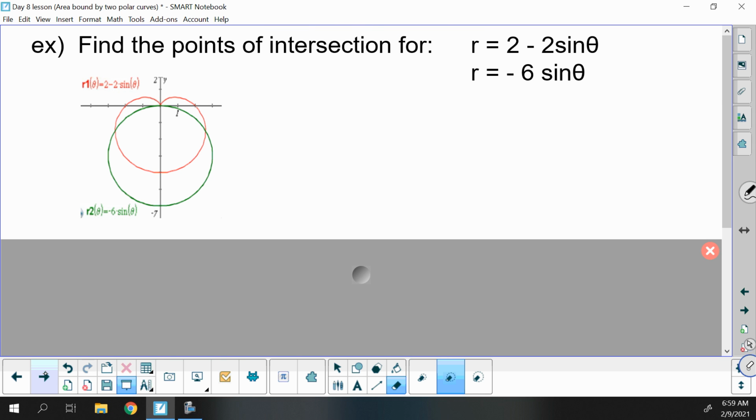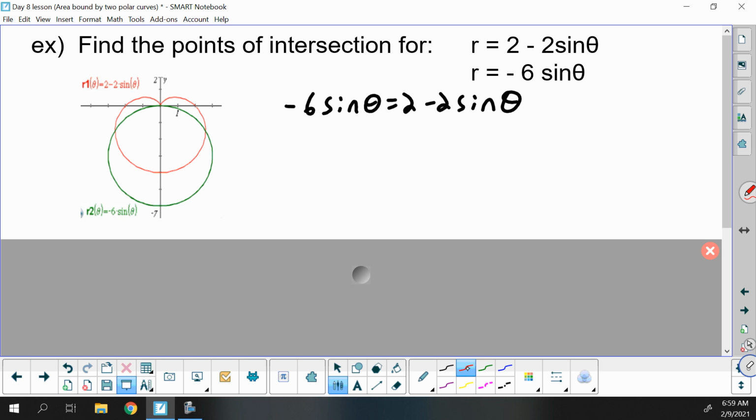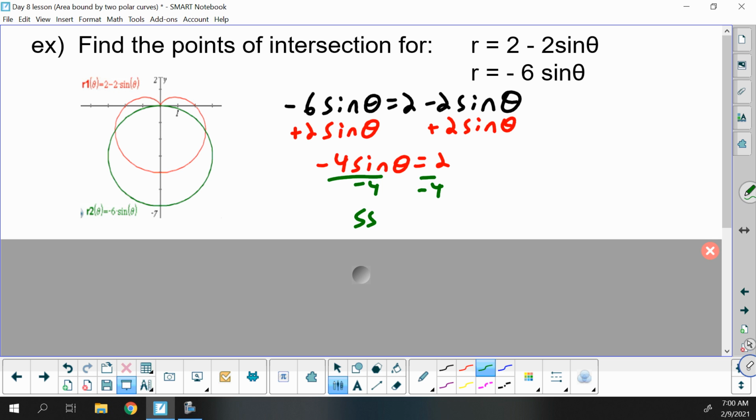All right, same thing for the next one. Let's find the points of intersection. We'll set these equal to each other. Add your 2 sine theta over. We'll have negative 4 sine theta equals 2. Divide your negative 4 over, and you'll get sine theta equals negative 1/2.